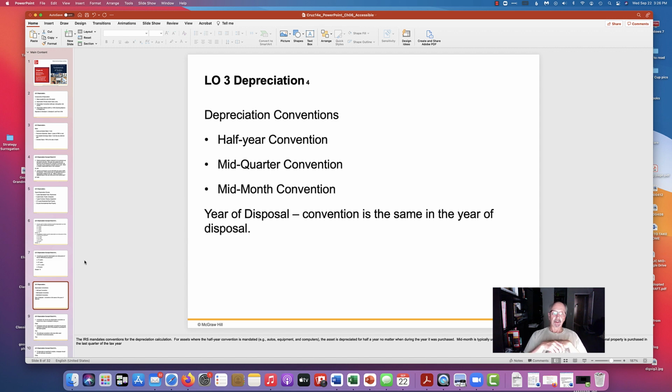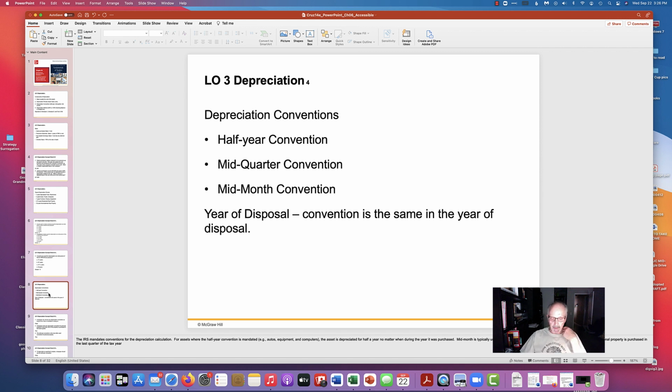Now, depreciation conventions. The half-year convention, mid-quarter, and mid-month. The half-year convention says that whenever you put an asset into service in a year, you take half a year as your depreciation. And that's built into the schedules. The reason being, if you look at the schedules, a 7-year schedule has 8 percentages. A 5-year schedule has 6 percentages because you're getting a half year at the beginning and a half year at the end.